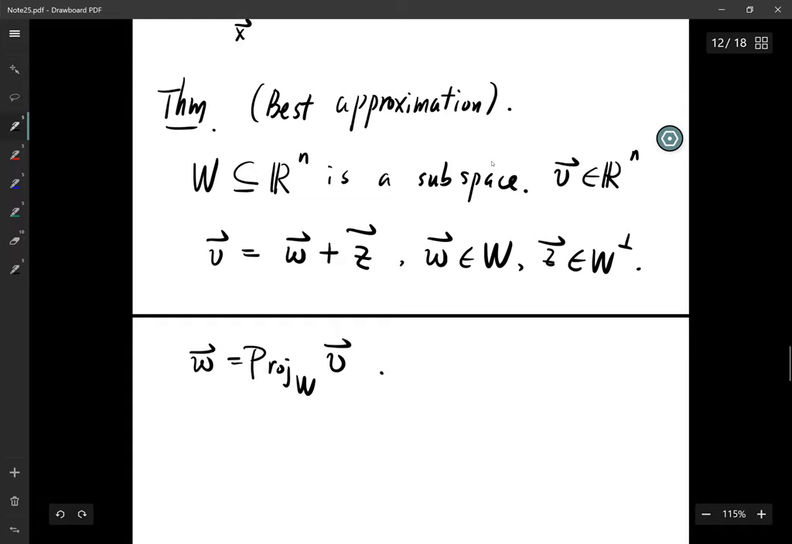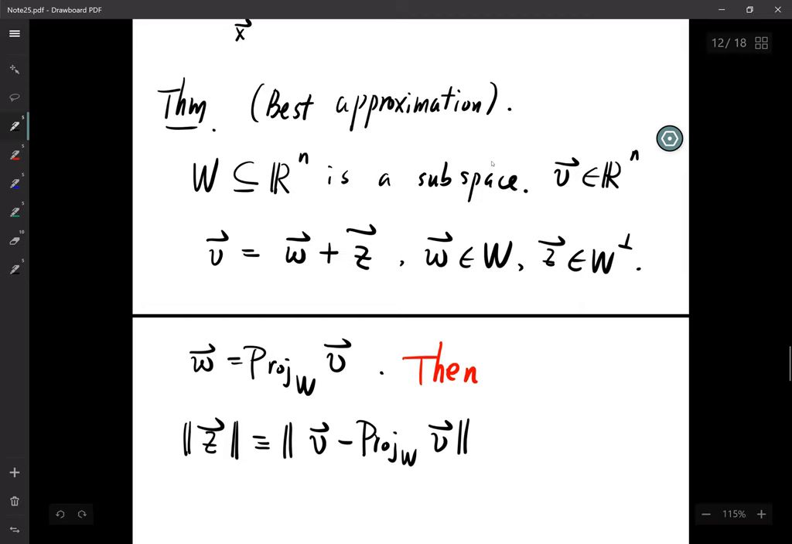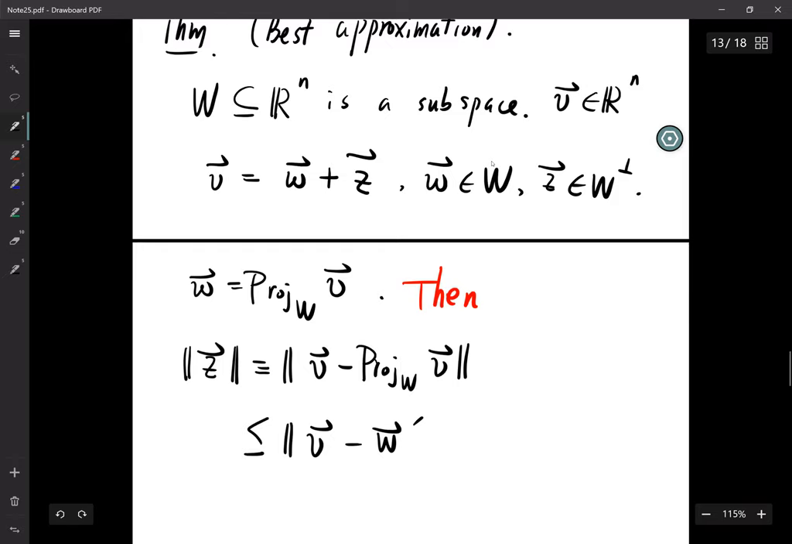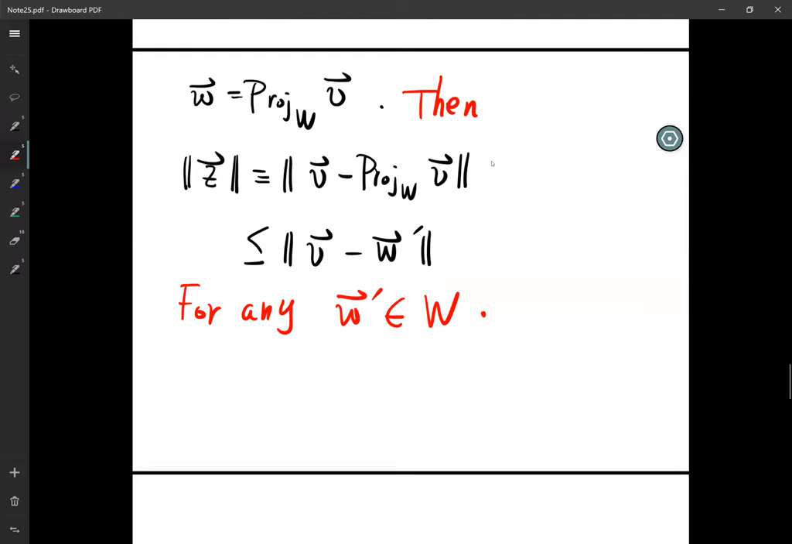Then this Z, which is the discrepancy, V minus the projection of V, has norm smaller than or equal to the norm of V minus W prime, for any W prime in W. That is why it is the best approximation.